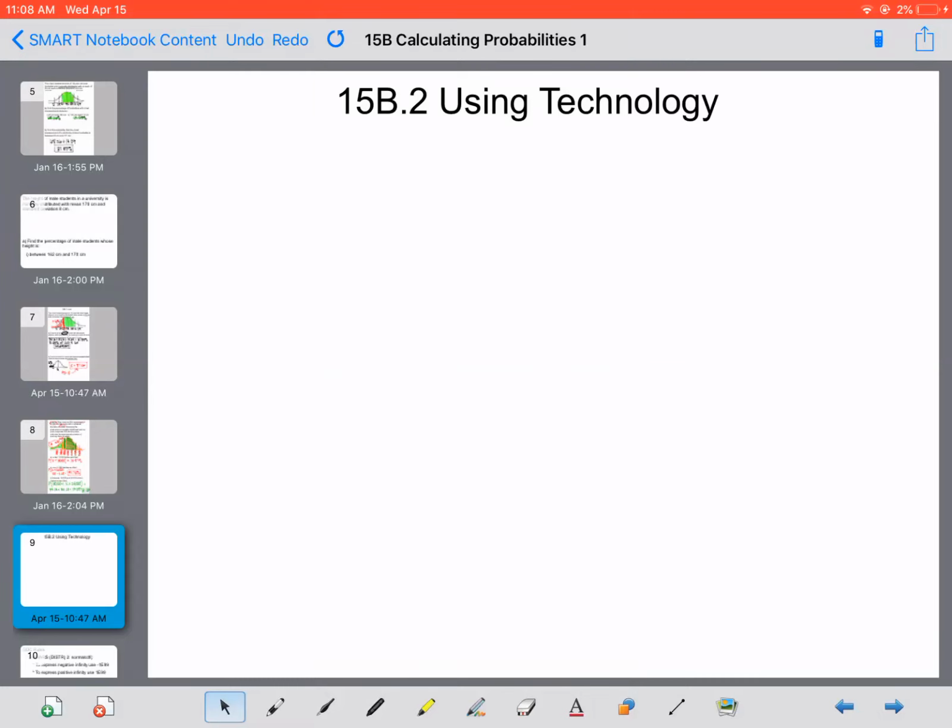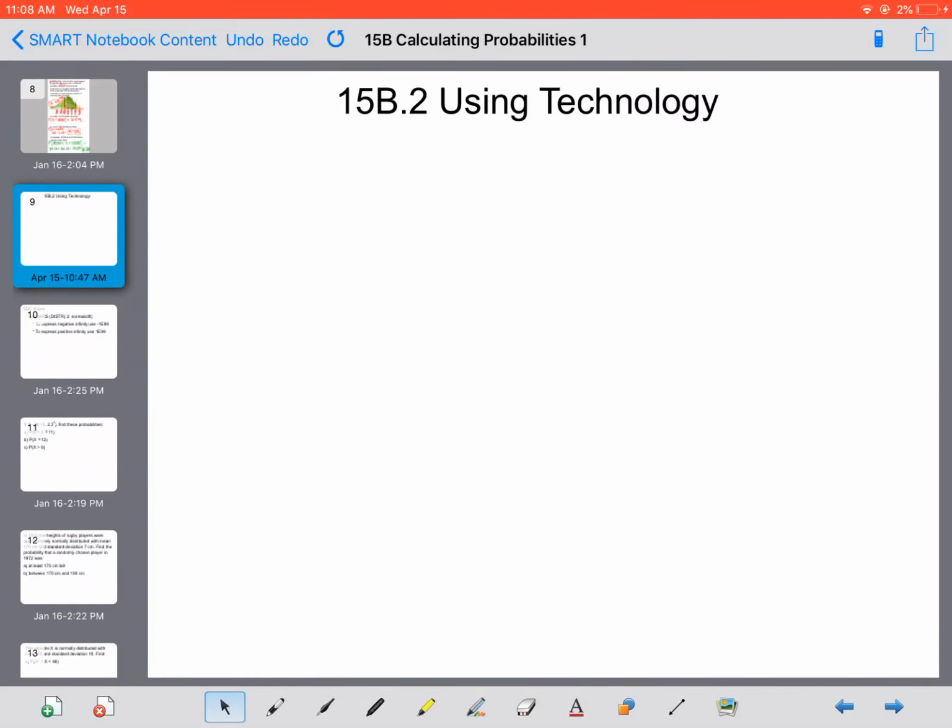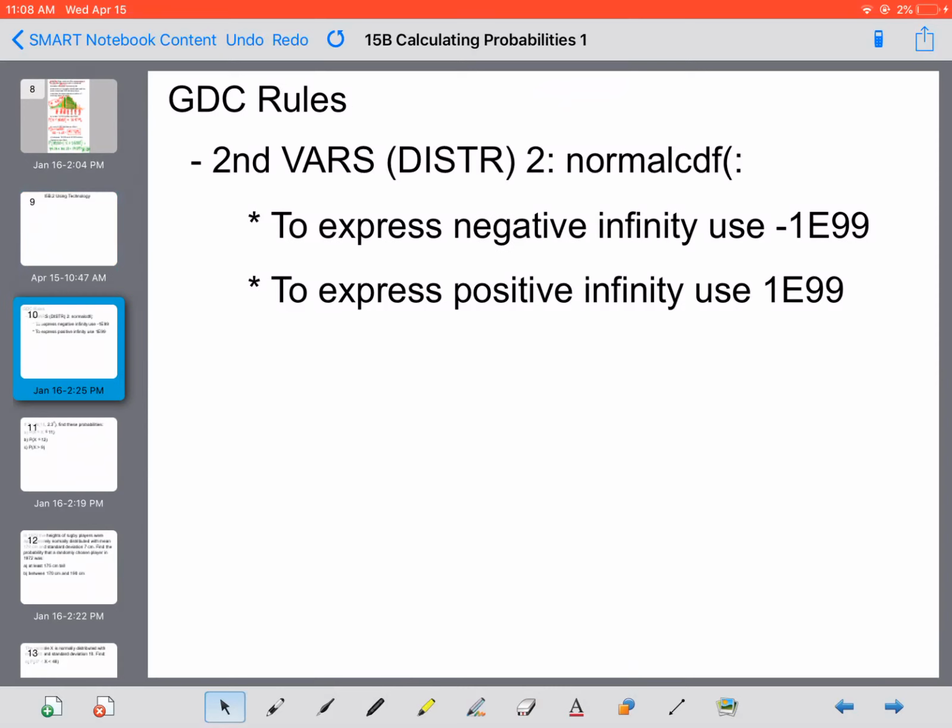Okay, so we've looked at finding the probabilities under a curve using our 68, 95, 99 rule. But what happens when it doesn't fall within that piece? How do we calculate it? Well, our calculator can do these calculations for us. So some things that you're going to have to remember, this is your GDC rules.